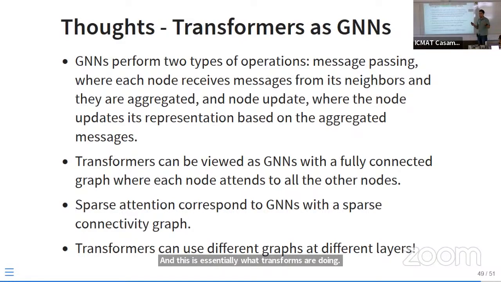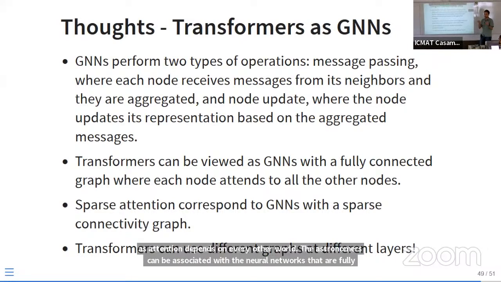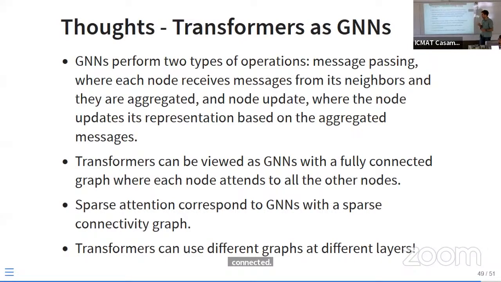But as attention depends on every other word, transformers can be associated with graph neural networks that are fully connected. Every node is a word, and every word is connected to every other. In this, the first step would be the self-attention mechanism, in which messages are exchanged by every word in the sequence. And then in the second stage, every word representation is updated.